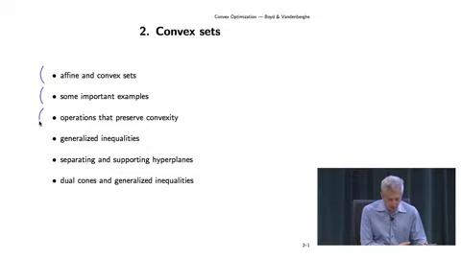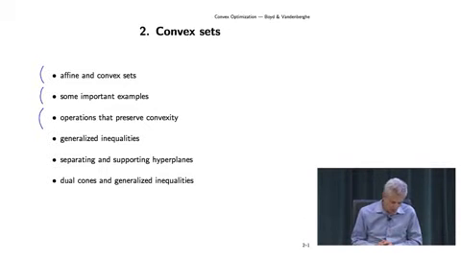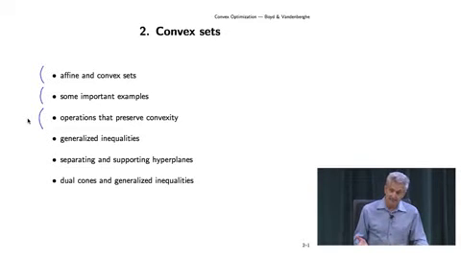Then we'll focus a bit on operations that preserve convexity. That's like the intersection of two sets or a sum, things like that. And then the basic idea is that that'll form a calculus of convex sets. You can combine the basic ones with these operations and create quite a lot of interesting convex sets.